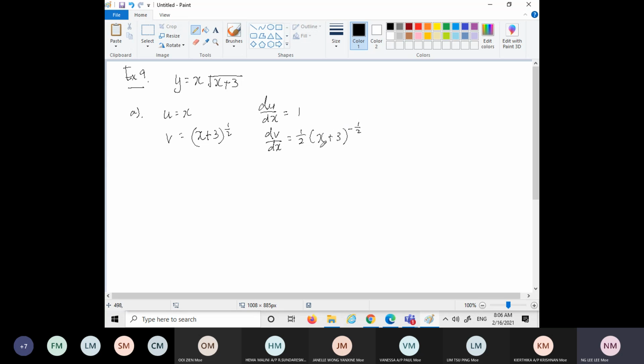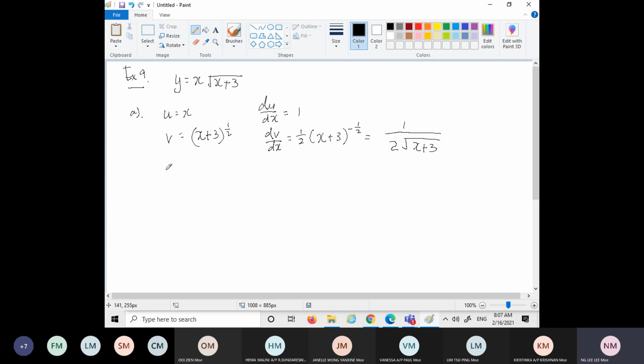Then remember to differentiate the 1 in the bracket. When you differentiate this, you get 1, so you can just leave it. Then this one you can rewrite: 1 over 2. The negative power means the whole thing goes to the bottom, and the half is the square root, so 2 square root of x plus 3.